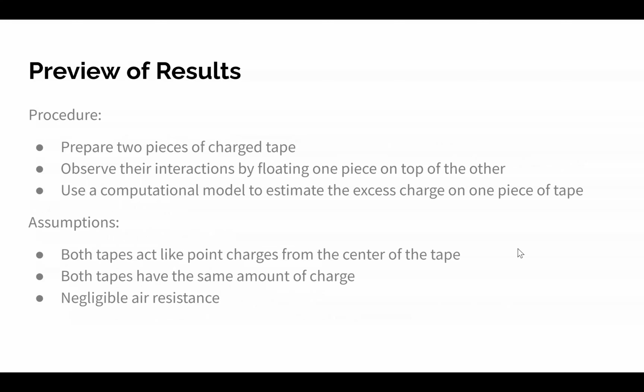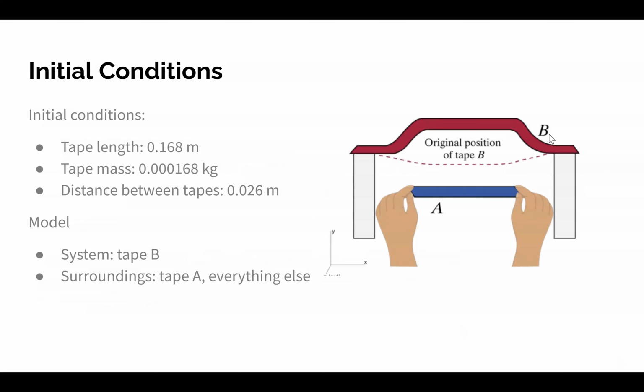So the procedure of this experiment was to prepare two pieces of charged tape and observe their interactions by floating one piece on top of the other and measuring the distance between them. And then I use a computational model to estimate the amount of excess charge on one piece of tape. So the assumptions in place here are that both tapes act like point charges from the center of the tape, and they both have the same amount of charge, and there's negligible air resistance. So here's a model of what my experiment looked like.